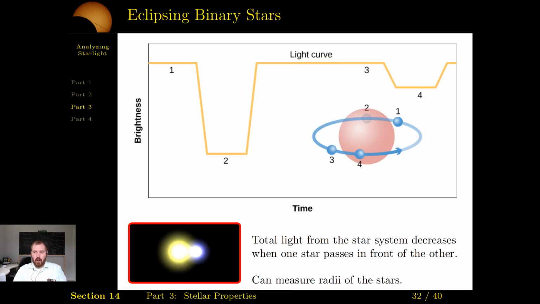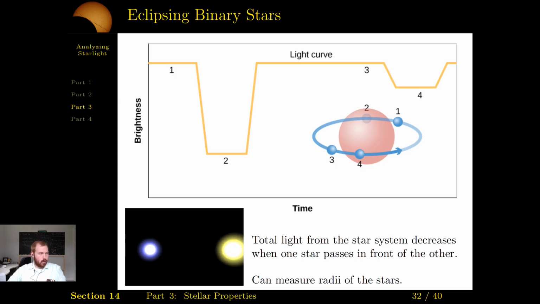Now someone asks, could one star block the view of the other? Absolutely. We call them eclipsing binary stars. So let me pull up the little GIF here. There we go. All right. So, what do I mean by eclipsing stars? They're rotating around each other and they pass in front of each other.